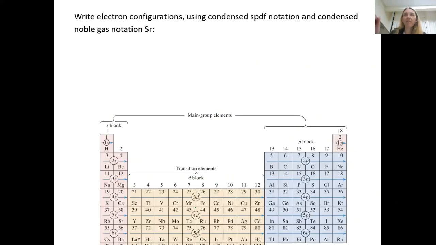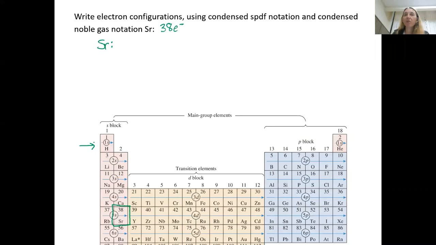Okay, so I think I have a couple more examples. This time we're getting a little bit bigger. Write electron configurations using different notations for strontium. First thing we do is look at the periodic table to find strontium, and we find it down here. Strontium has 38 electrons, and I'm going to start at the bottom and build up from there.